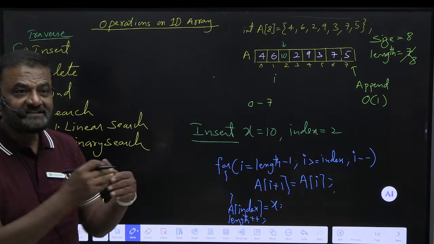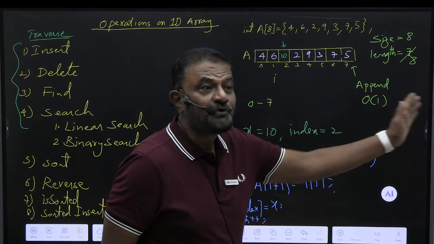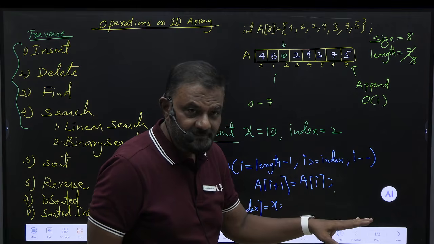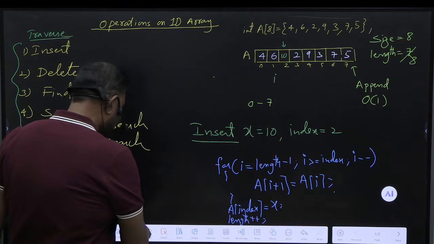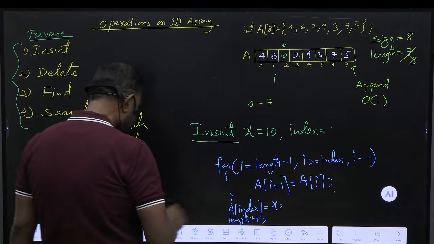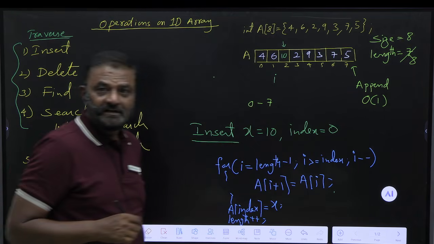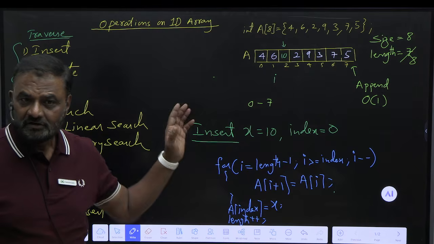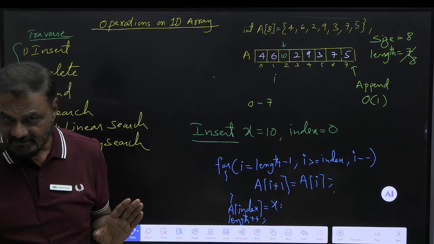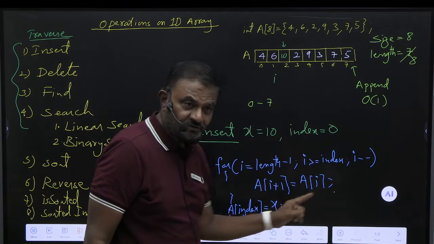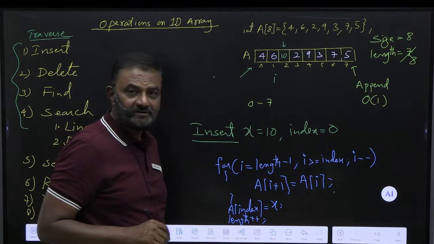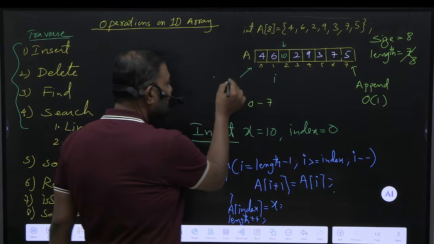Alright. So for inserting at index 2, we have to shift a few elements, not all elements. Is it clear till here? Suppose I want to insert a new element at index 0. Then I have to shift all the elements. Is it clear? If I am inserting at index 0, I should shift all the elements. Then what is the time taken for doing this? Order of n.